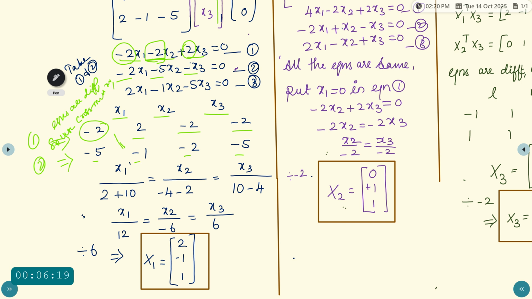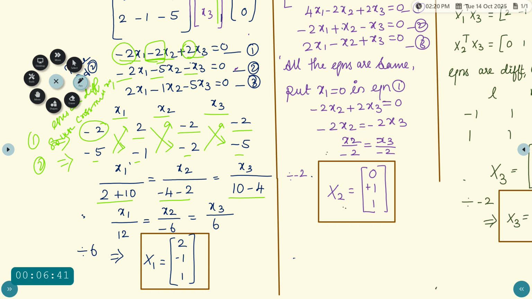Now just cross multiplication. Minus 2 into minus 1 is plus 2 plus 10. Next another element is minus 4 minus 2. Next 10 minus 4. So you are getting the answer x1 by 12, x2 by minus 6 and x3 by 6. Finally, you divide by 6 because the eigenvector should be a small value. Then only you can easily multiply the matrix in diagonalization. Finally, you are getting the answer 2, minus 1, 1.